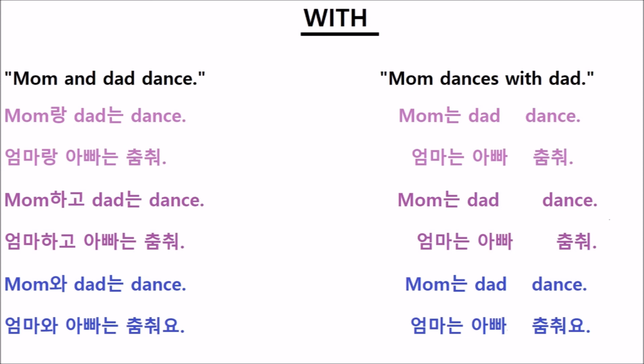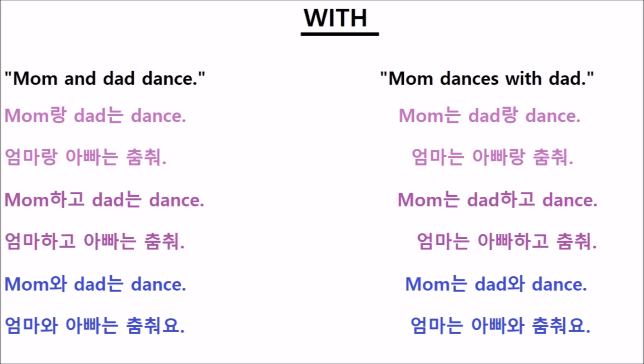And where does with go? Well, it's a suffix. You attach it to the end of the thing that the subject is doing the verb with. In this example, mom is the subject and dance is the verb. So what is mom dancing with? Dad. So dad gets the with attached to it. Mom은 dad랑 dances. And in Korean, 엄마는 아빠랑 춤춰.